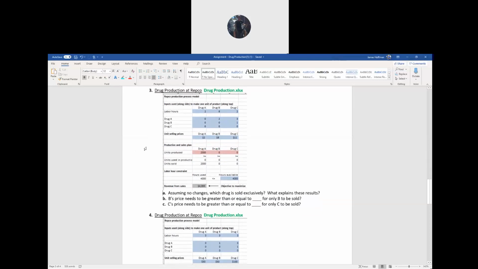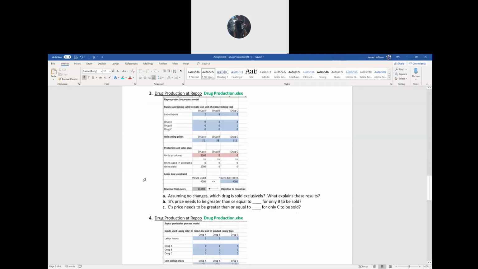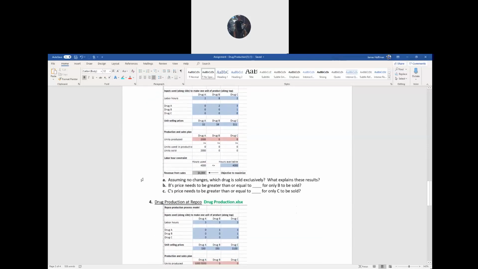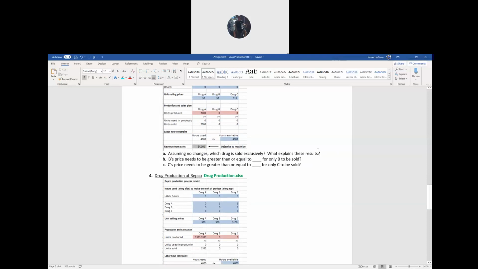All right, so with this one the hours are starting to add up, and it's not always going to be $1,000 per hour. I think this one's a little bit different, but let's see. Number 3: assuming no changes, which drug is sold exclusively, and what explains these results? So what is the drug here? Drug A. We're not selling drug C or drug B, only drug A.